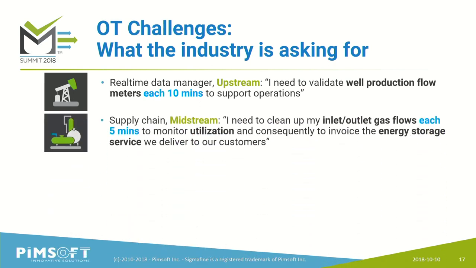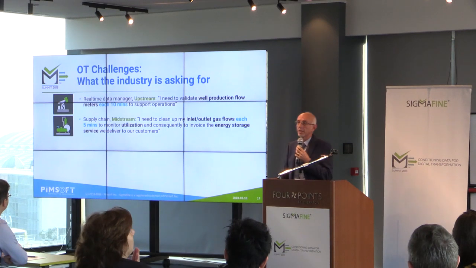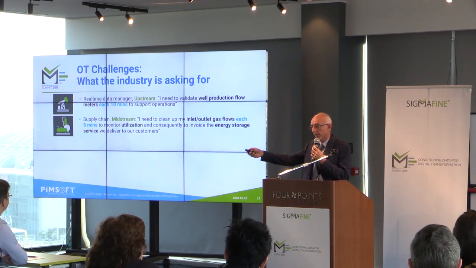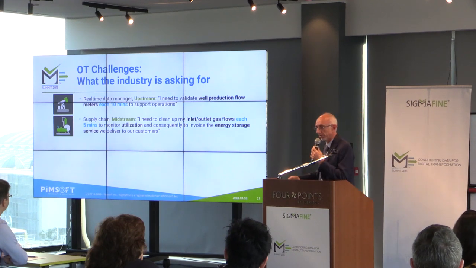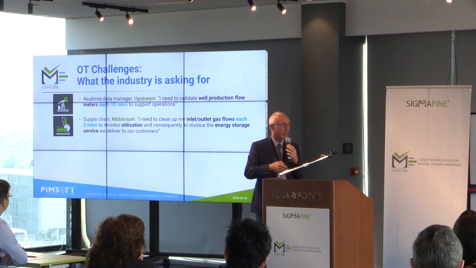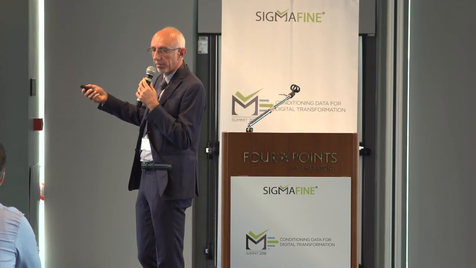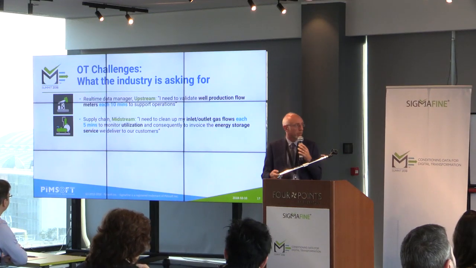Okay. Another case, this is a midstream company. They are in the business of providing gas storage services. They have huge caves where they store the gas for third parties. So they invoice their operation. The gas is still property of their customer. In this case, they need Sigmafine to monitor the utilization of this service, and consequently they use this data in order to bill, to invoice their customer. So for them it is important to reconcile the inlet-outlet gas flows.